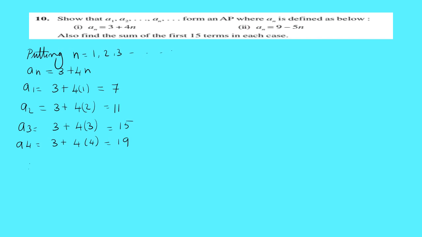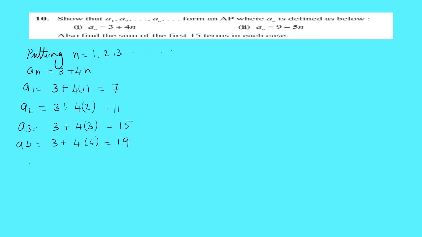Okay. Then first you have to check whether this forms an AP. Here 7, 11. The common difference 11 minus 7, that is 4. 15 minus 11, that is also 4. That means the numbers form an AP.